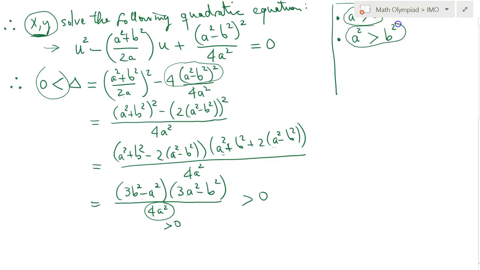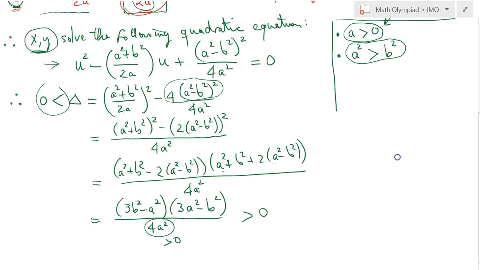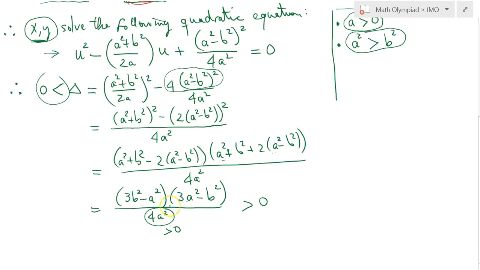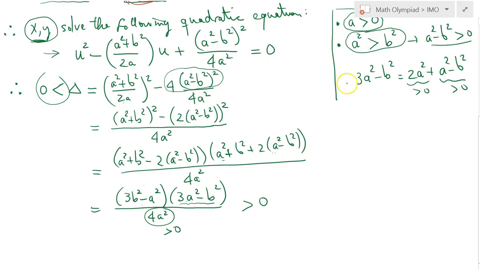Earlier I have found that a² is greater than b². So that would mean, and a and b are positive, so a² is greater than b². Of course, this guy, it would mean that 3a² minus b²... So this one means a² minus b² is greater than 0. So this thing would be 2a² plus a² minus b². Obviously this is greater than 0 as told earlier, so this whole thing is greater than 0. Perfect. So we know that this second guy is greater than 0, the denominator greater, so we must have this one. So this is our third condition, really.